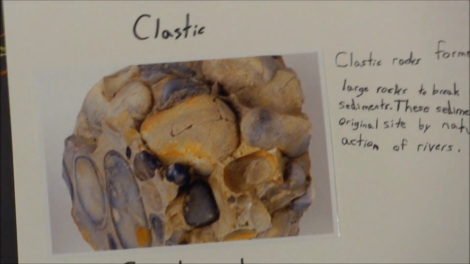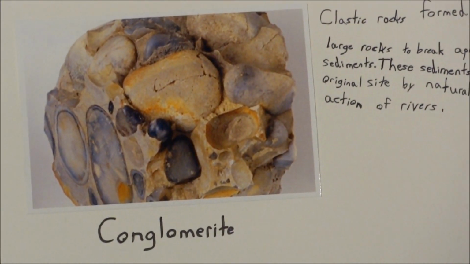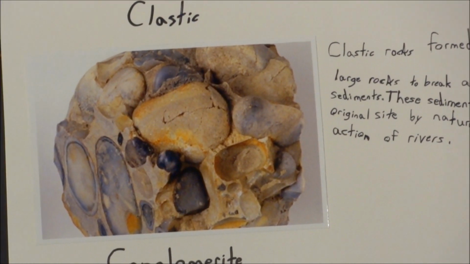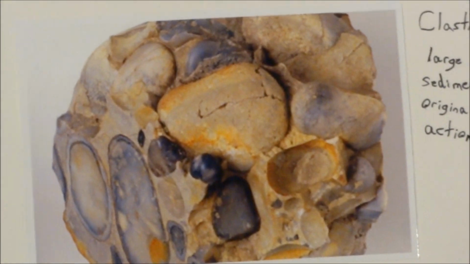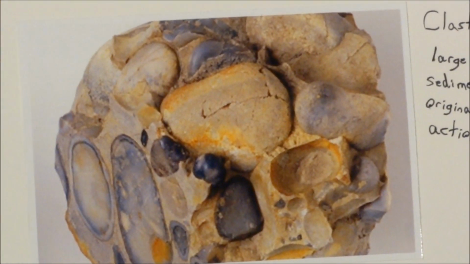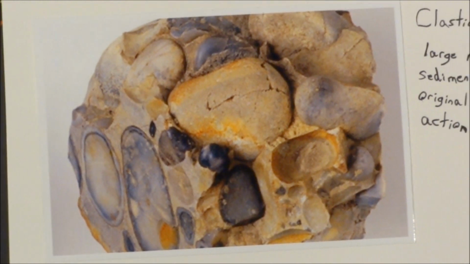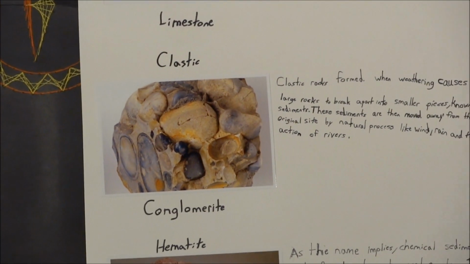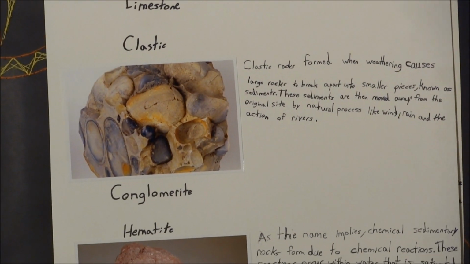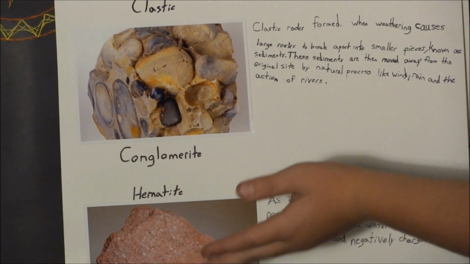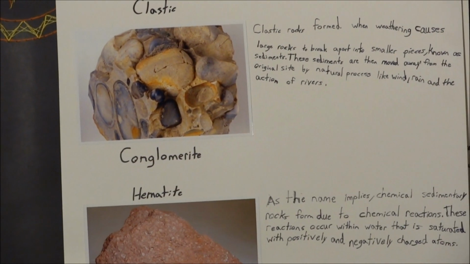Clastic rocks form when weathering causes large rocks to break apart into smaller pieces, known as sediment. These sediments are then moved away from the original site by natural processes like wind, rain, and the action of rivers. And one is known as conglomerate.